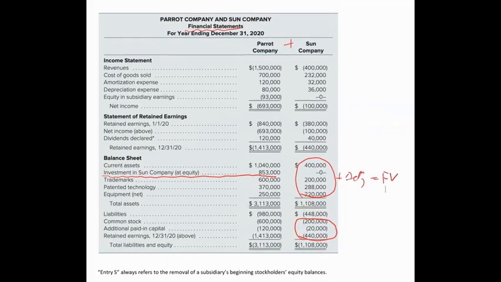And also there's something else, equity in subsidiary earnings. So this is like investment income, and we will combine them together, and this needs to be removed as well. And also the dividend declared by the subsidiary is an inter-entity transaction, similar to this investment earnings. This needs to be removed as well.